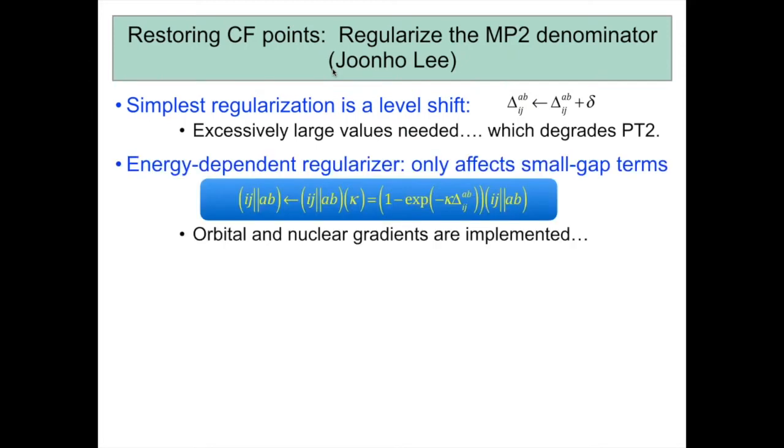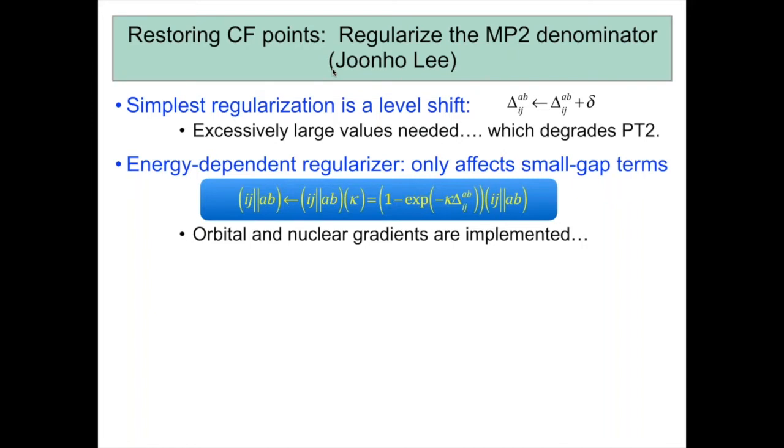So instead we have investigated and eventually come up with an alternative regularizer that can only affect the small gap terms. So small gap meaning if a virtual level epsilon_a becomes close in energy to an occupied level epsilon_i, we're going to multiply the 2 electron integral by a damping factor, 1 minus the exponential of minus kappa delta_ijab. So if delta_ijab goes to 0, then the exponential of 0 is 1, and the integral itself is damped away entirely.